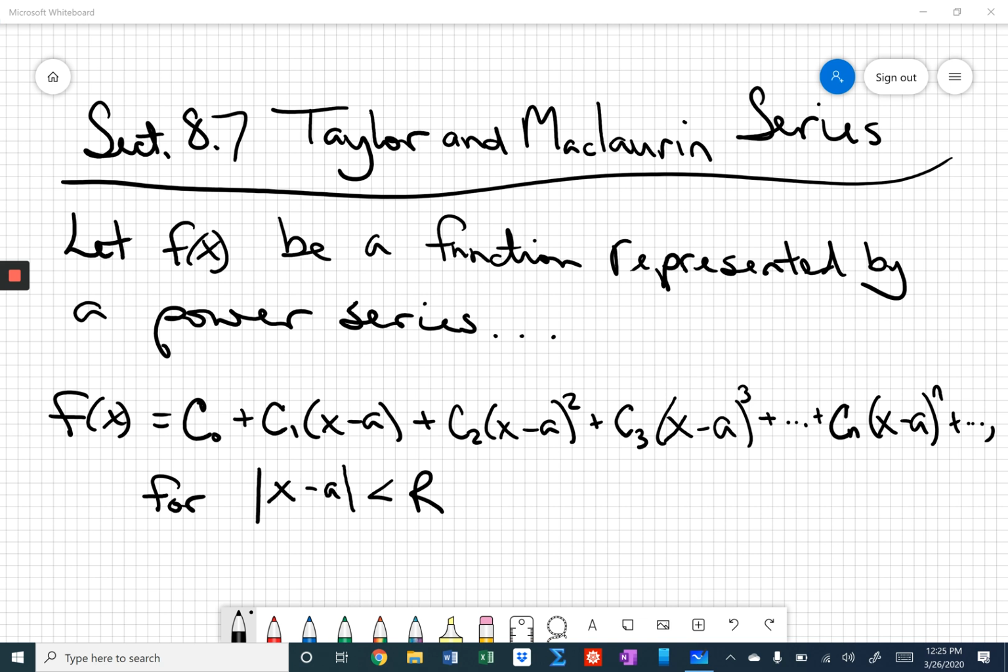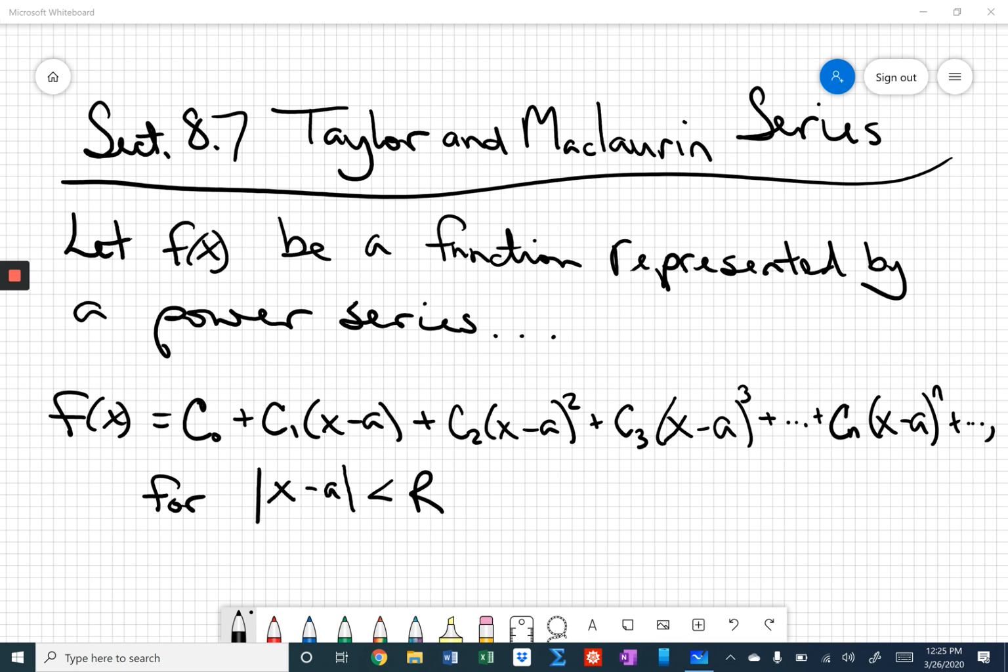So, c sub 0 plus c sub 1 times x minus a plus c sub 2 times x minus a squared and so forth. You get out to c sub n times x minus a to the n. So this is a power series centered at a, and we're just going to say it converges on some interval where the absolute value of x minus a is less than r, some radius of convergence. And we want to figure out some relationships from this power series on how we can relate back to the original function.